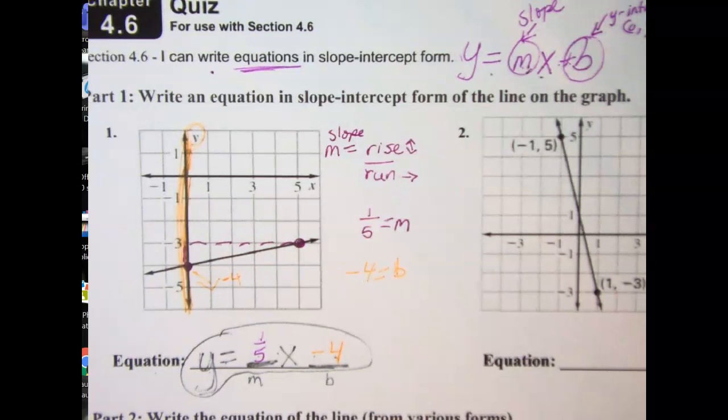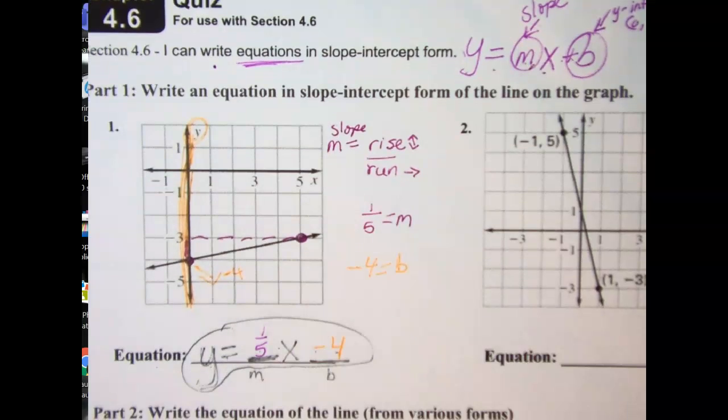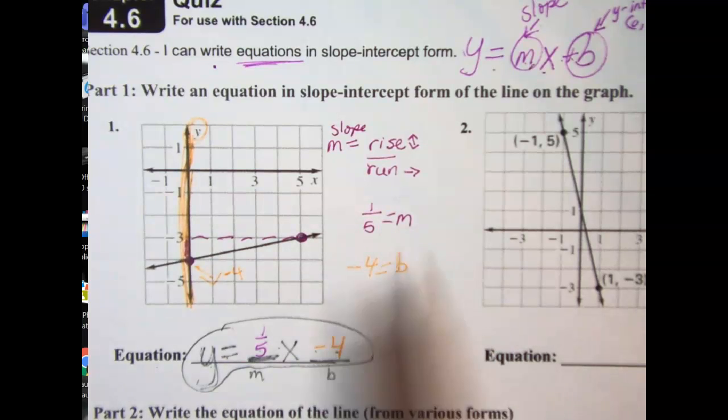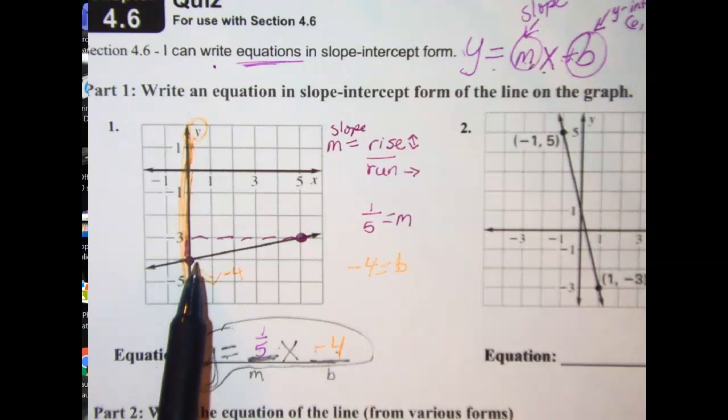So now I'm going to look at the second type, part 2. I'm not going to do the second graph, just because it's exactly the same way we do the first one. You count rise over run. That's your slope by doing the triangle. You find your b by looking at what number your line hits on the y-axis.